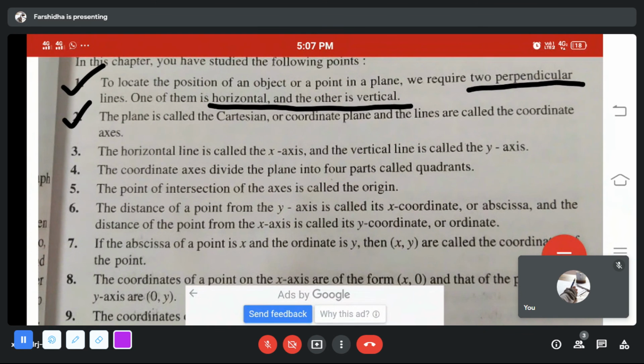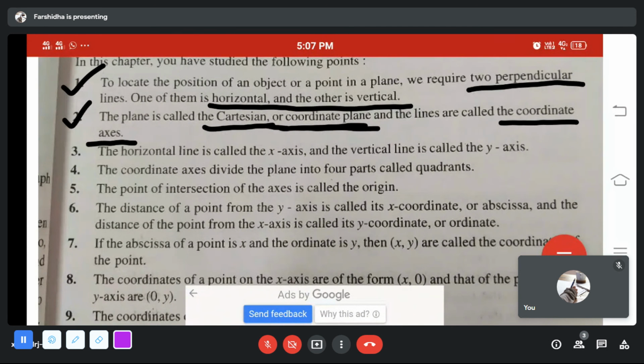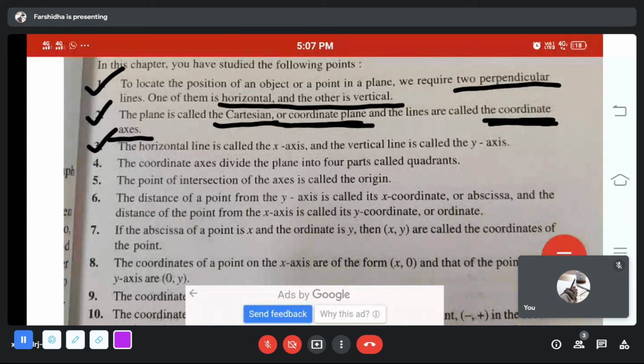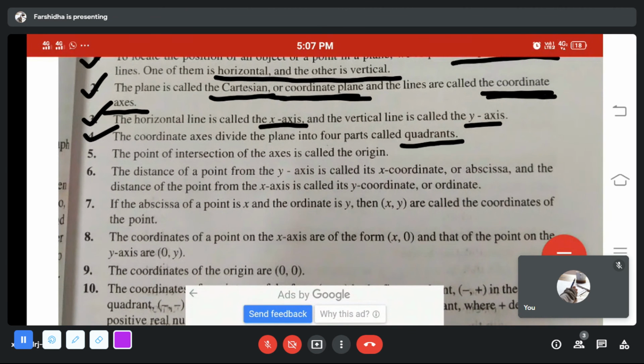Come to the second point. The plane is called the Cartesian, or you can say the coordinate plane, and the lines are called coordinate axis. So another name for Cartesian plane is coordinate plane, and those lines you can call coordinate axis. Third one, the horizontal line is called the x-axis and the vertical line is y-axis, that we know. Fourth, the coordinate axis divide the plane into four parts. That is your quadrants: first quadrant, second quadrant, third quadrant, and fourth quadrant.